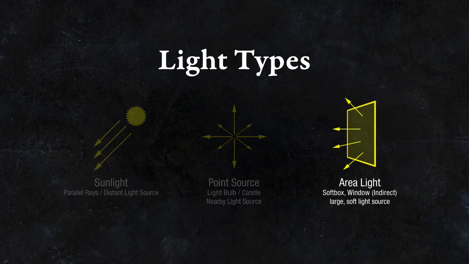This includes softboxes and windows through which indirect light is entering a room, and that creates a very soft type of lighting.